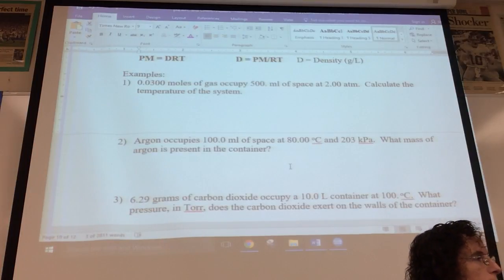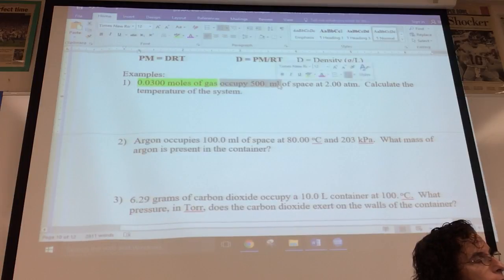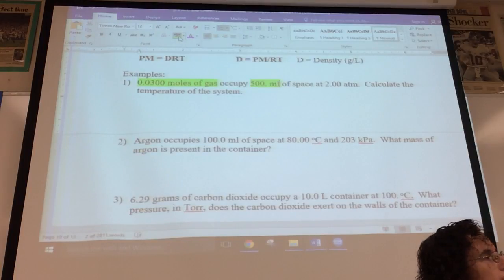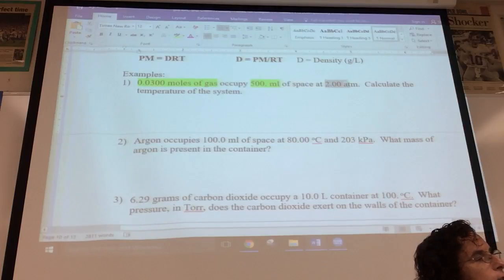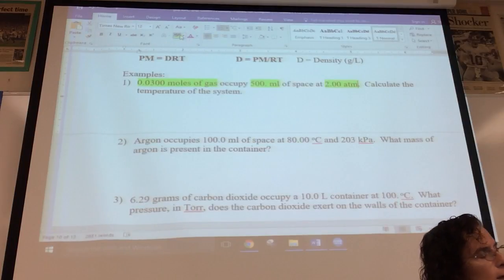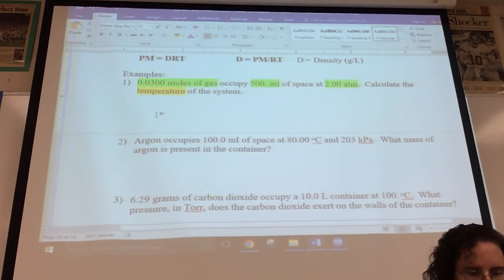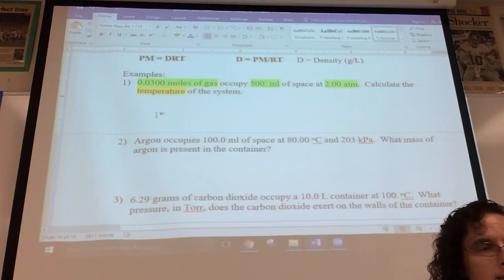Number 1 says 0.0300 moles of gas. So that's your n. Occupy 500 mils of space. What's that? Volume. Do we want it in mils or liters? Liters. Better be in liters or you're done. At 2 atmospheres of pressure. So if you have 2 atmospheres of pressure, and then you want to calculate the temperature, I'll come to that pressure thing in a minute.